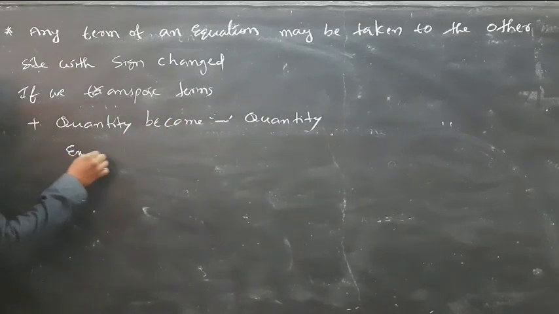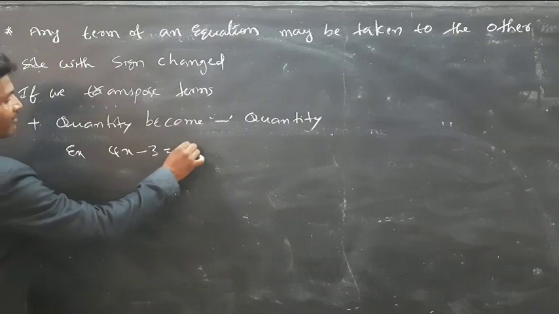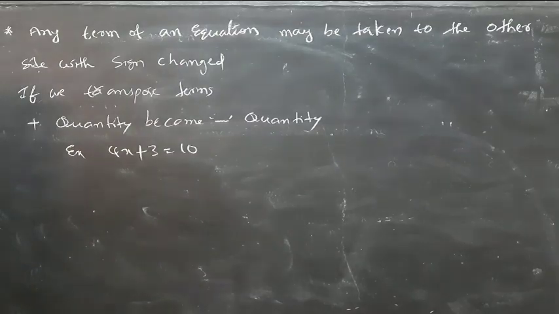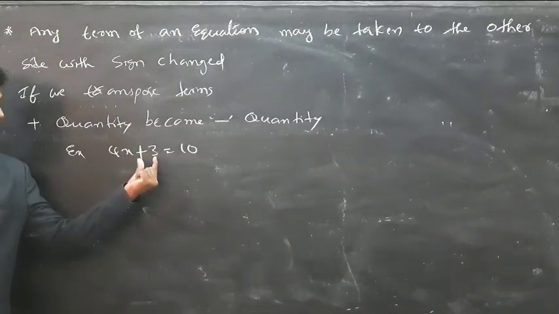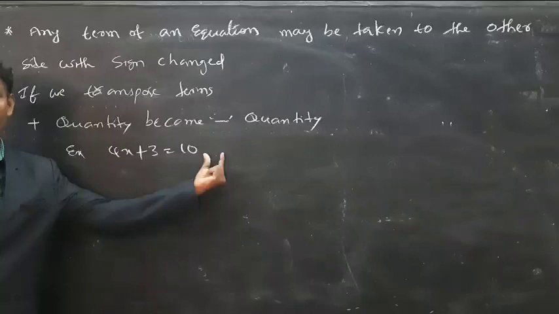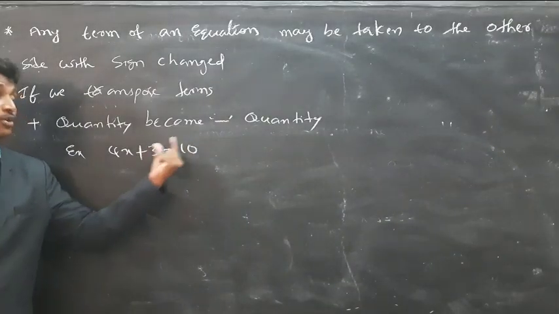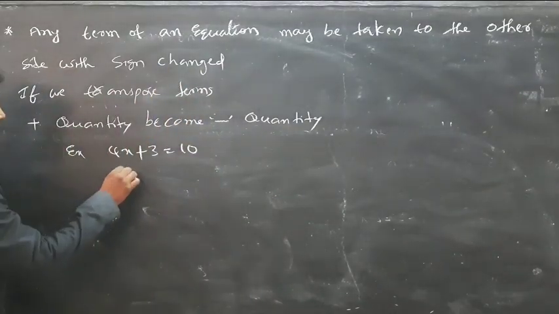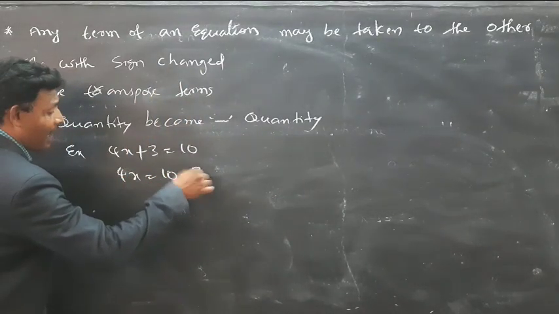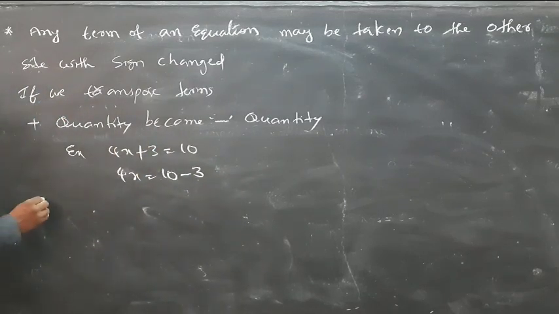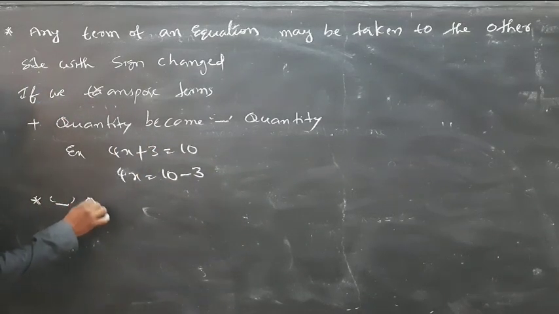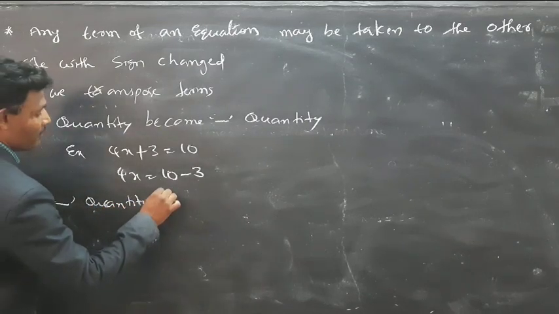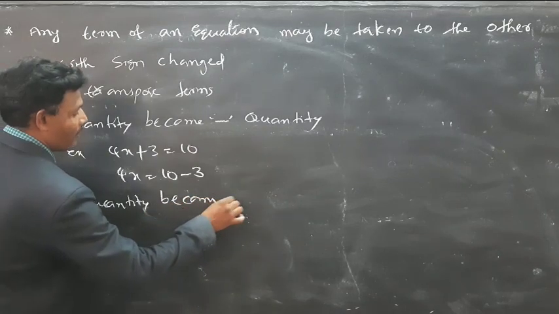What is the example? 4x plus 3 is equal to 10. Now I need the value of x. If I transpose plus 3 to the right side, the plus quantity becomes a minus quantity. So what can we write? 4x is equal to 10 minus 3. Similarly, a minus quantity becomes a plus quantity.